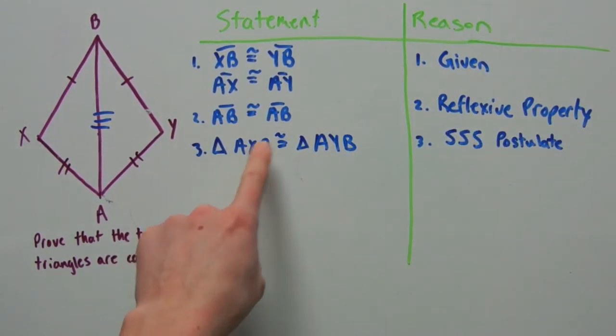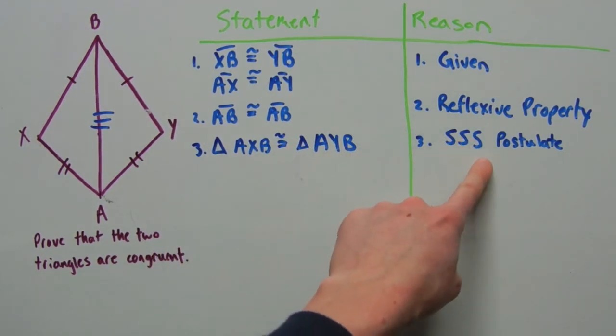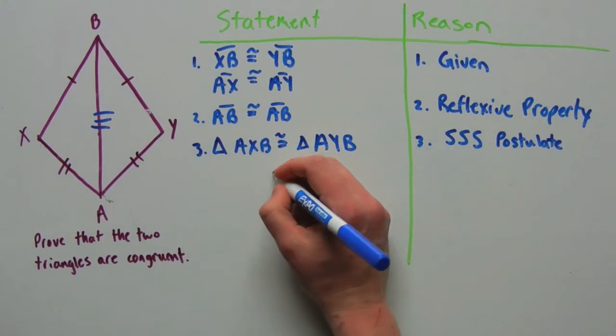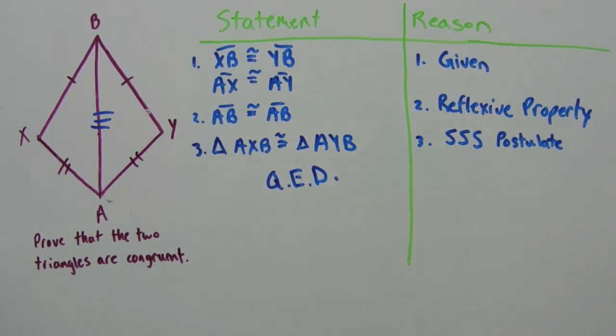Triangle AXB is congruent to triangle AYB by the side-side-side postulate. And that is what we needed to prove, that the two triangles are congruent.